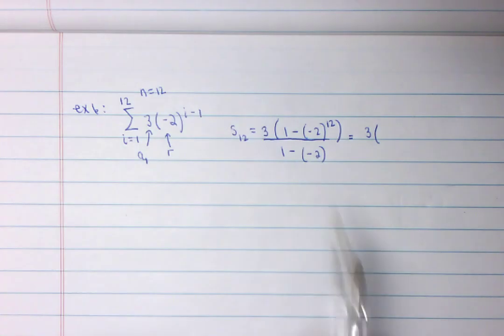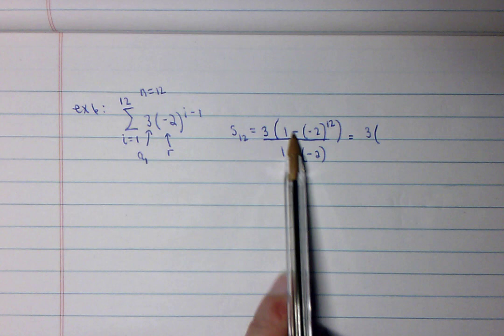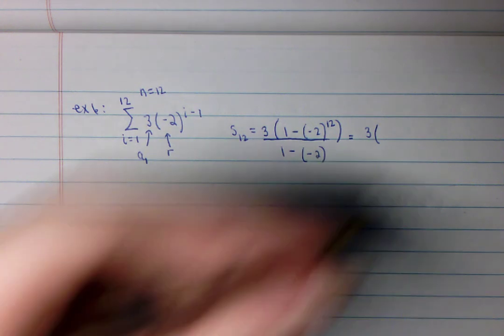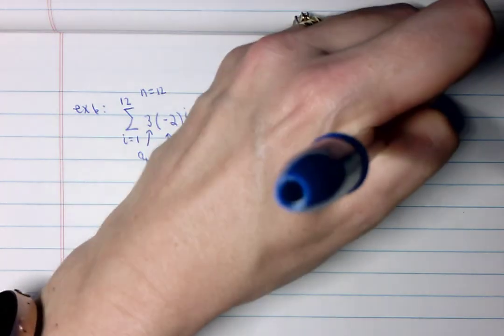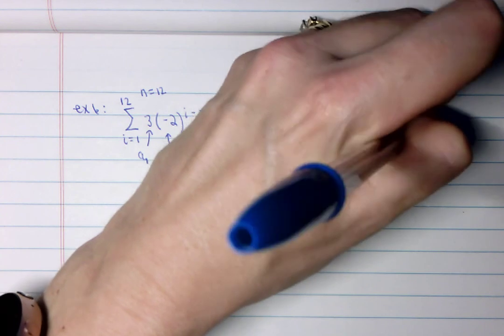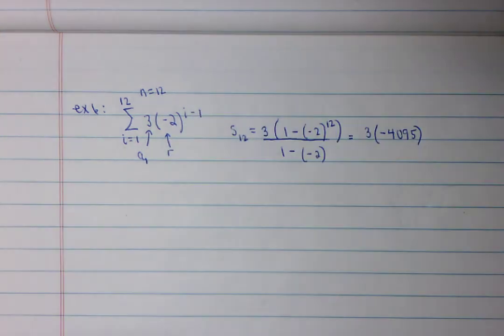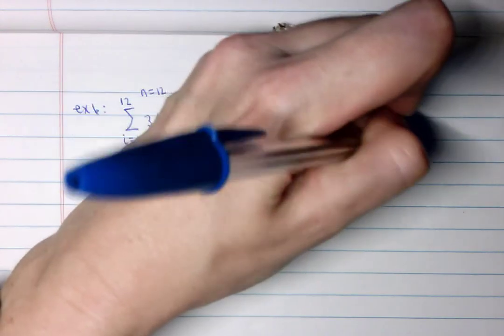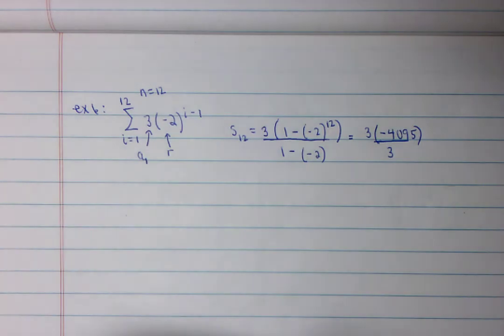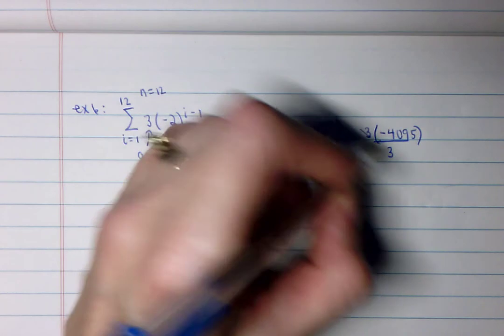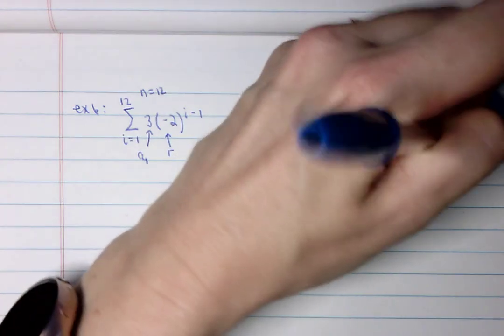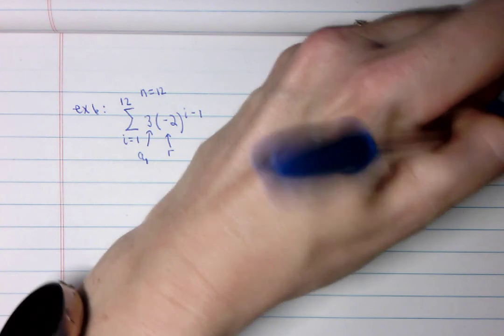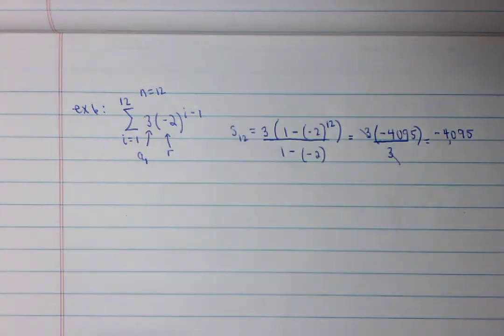And this ends up being 3 times, if you were to put this in your calculator, this right here, you'd end up getting negative 4,095. And then on the bottom, 1 minus negative 2 is 1 plus 2, which is 3. Notice the 3's cancel. And then from there, the last thing is that the sum is negative 4,095.